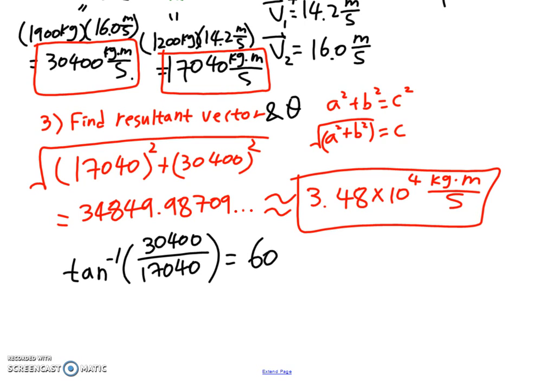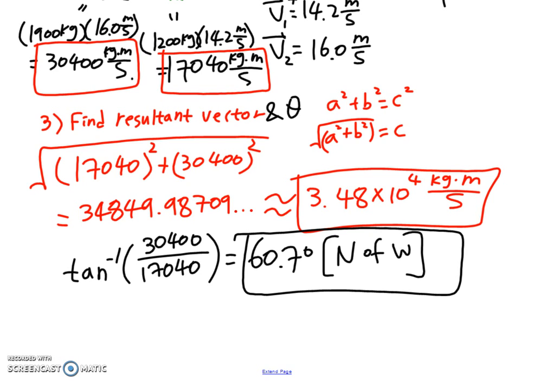you get roughly 60.7 degrees. And always remember, when it comes to navigator method, the second letter represents where you start having that angle, which is west. First letter represents where it goes toward. So 60.7 degrees north of west. You may choose to use a different angle. If you do 90 minus 60.7, then it will be turning into west of north.